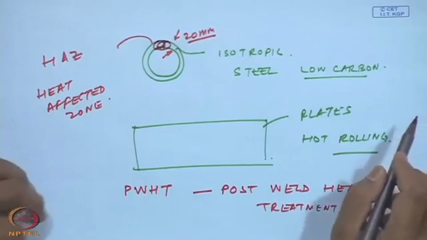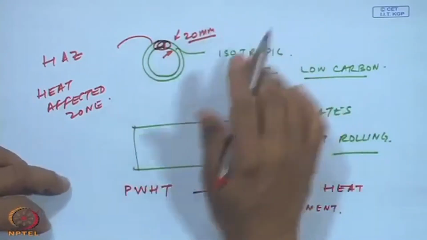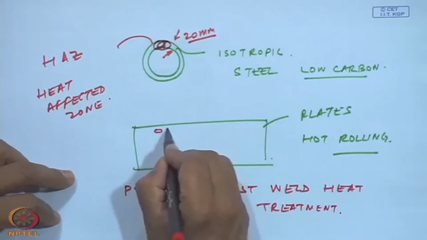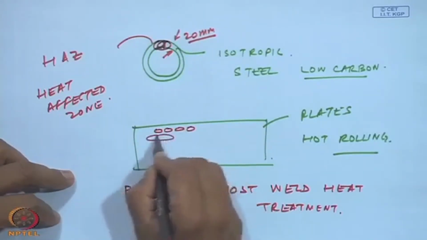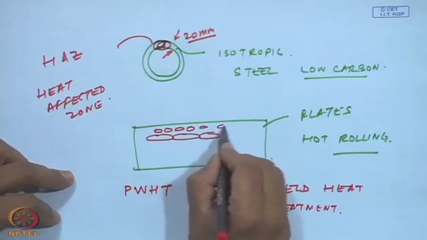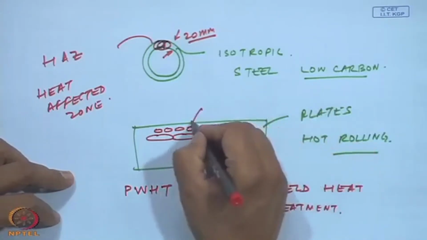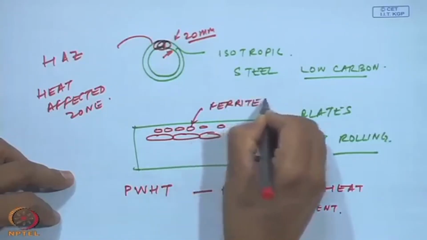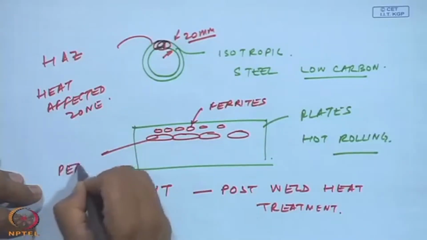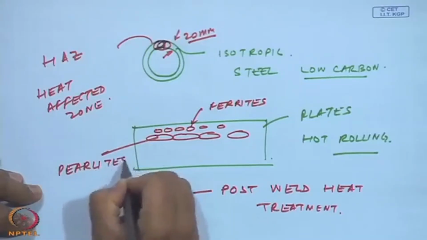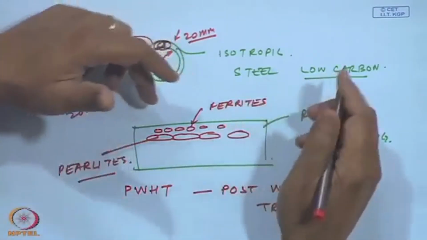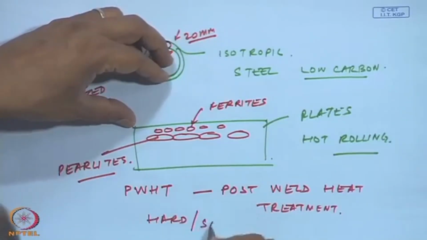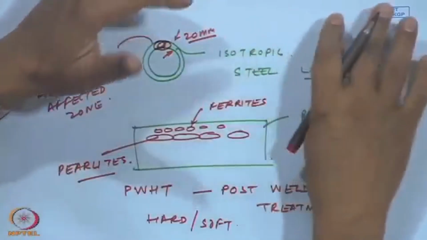Otherwise, what happens, if you look at the microstructure of such plates around this, you will see that the grain sizes are not uniform, and there could be banding in it. And this could be ferrites, and this could be pearlites, and this banding gives rise to alternate hard and soft areas around the weld.